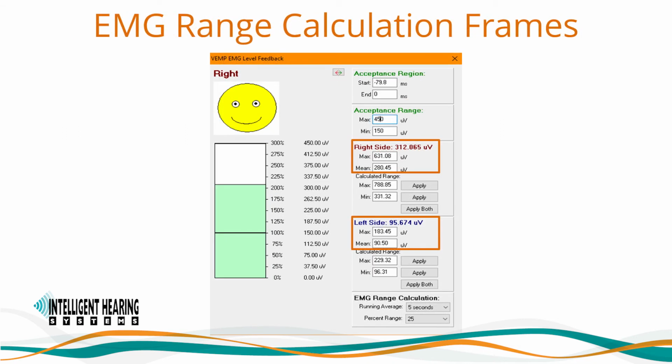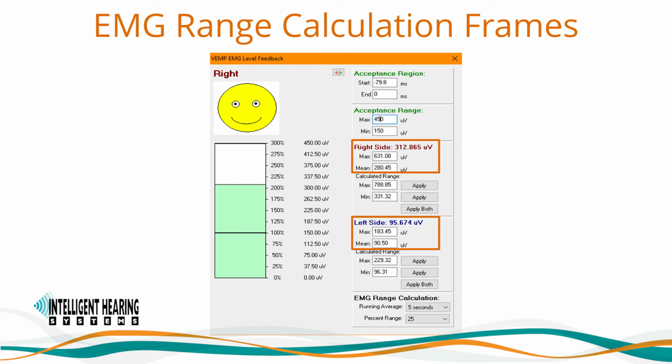In order to use the EMG range calculation frame, let's discuss what this is in more detail and how it works. The right side, left side, and EMG range calculation frames are provided to assist the user in setting the acceptance amplitude range min and max values. The most recently acquired sweep baseline EMG levels for the right and left amplifier channels are displayed adjacent to the right side and left side labels respectively. These levels are updated every 500 milliseconds.